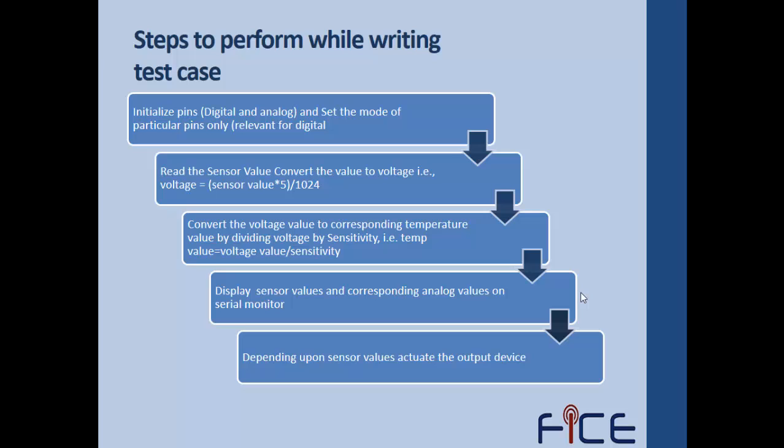The sensitivity of every sensor is not the same. Different sensors have different sensitivity values, so it will depend upon which sensor we are using. Next, we display the sensor values and the corresponding analog values on the serial monitor. Depending upon the sensor values, we will actuate the output device. So these are the steps which are used to interface an analog sensor to the Intel Galileo Gen 2 board.